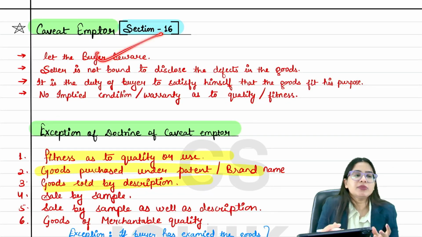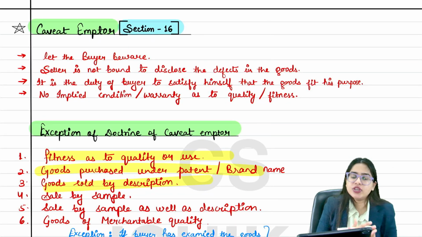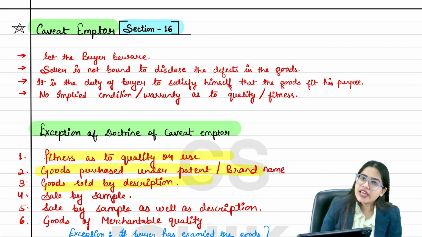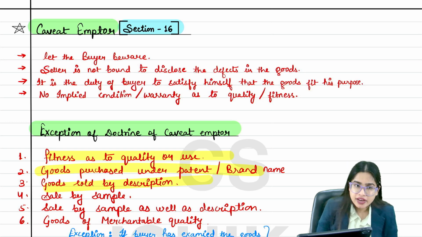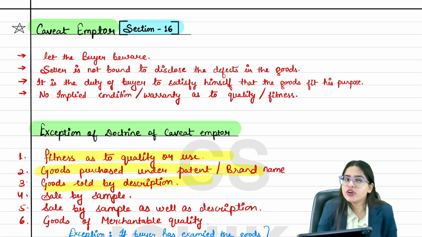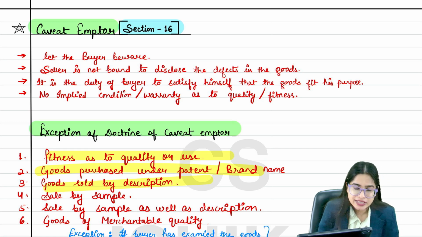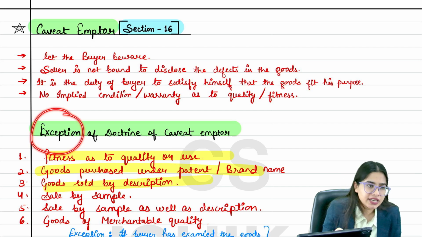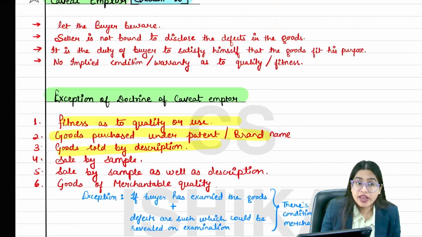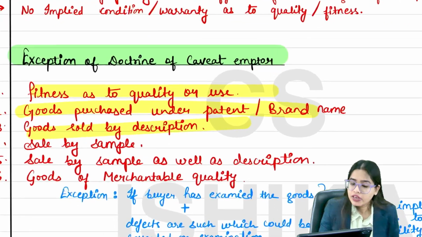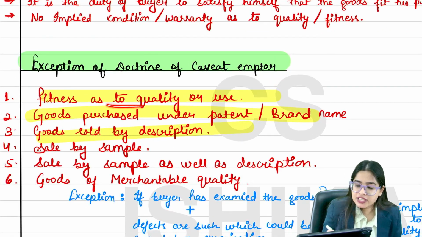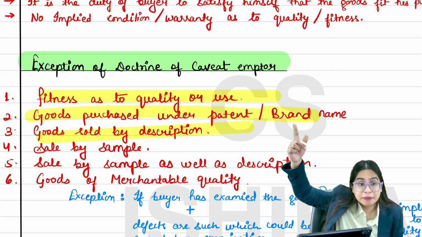So caveat emptor means it is the duty of the buyer to check whether goods are of good quality or not, and whether it fits his purpose or not. Otherwise, the seller is not responsible to tell whether it will fit his purpose, or to disclose any defect. So generally it is the responsibility of the buyer, but there are certain exceptions where the seller can be made responsible. Number one, fitness as to quality of use, that exception that we did.